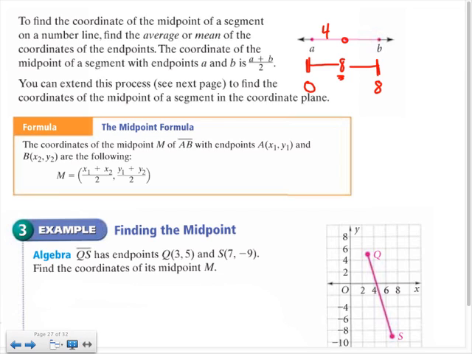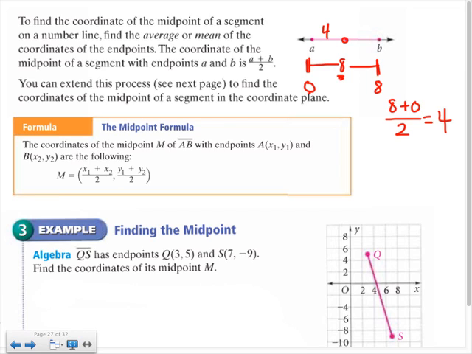As you know, to find the average between two numbers, you add them and then divide by the number of numbers that you added. And since we're adding 8 and 0, that's 2 numbers. So you found the average of 8 and 0 to be 4 units.